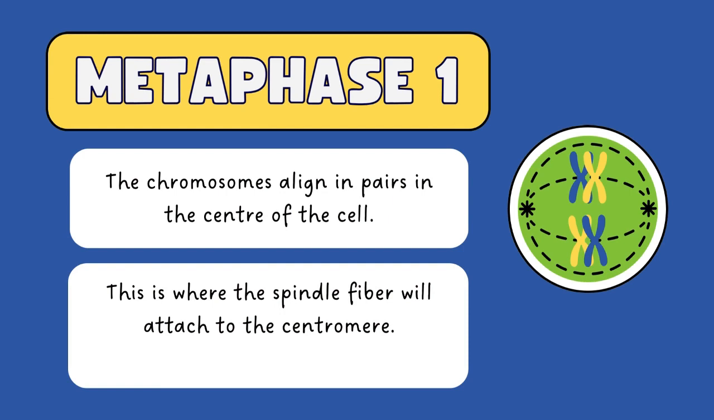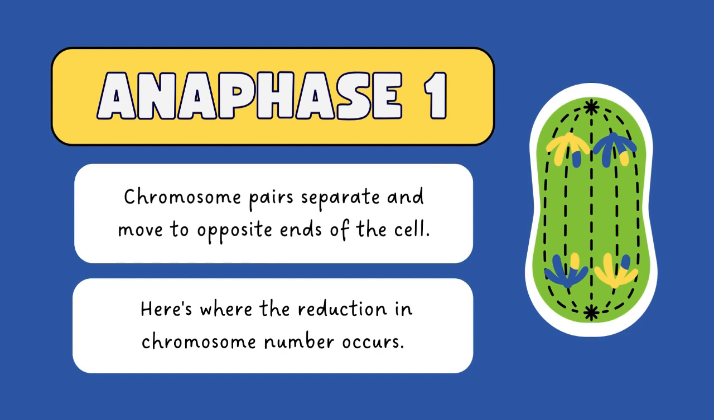Metaphase 1 is known wherein the chromosomes will align in pairs at the center of the cell. The center of the cell is known as the metaphase plate. And then after that, the spindle fibers from the centrosomes will connect to the centromere of the chromosomes. Then it will move on to anaphase 1, wherein the chromosome pairs separate and move to opposite ends of the cell because of the shortening of the spindle fibers.